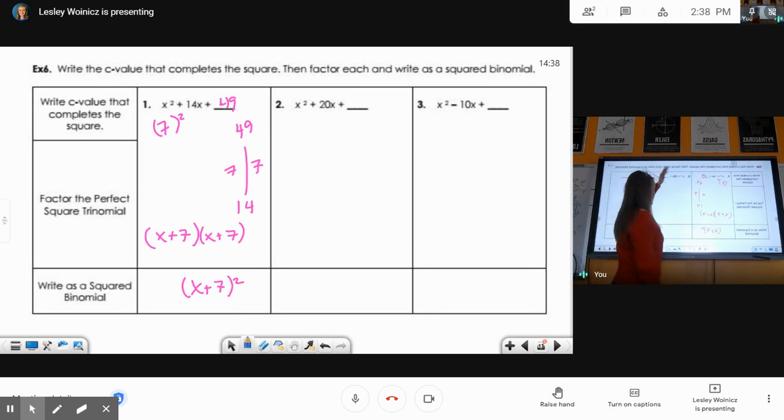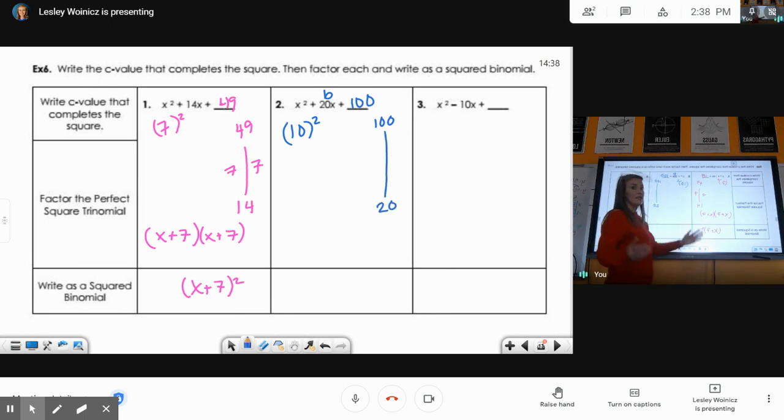Excellent. We take our 20, our b, chop it in half. Okay, we get a 10. We square it. We get a 100. Woo! Factors of 100 that sum to 20. Guys, I'm feeling 10 and 10. Okay? It's got to be x plus 10 times x plus 10, which is x plus 10 squared.